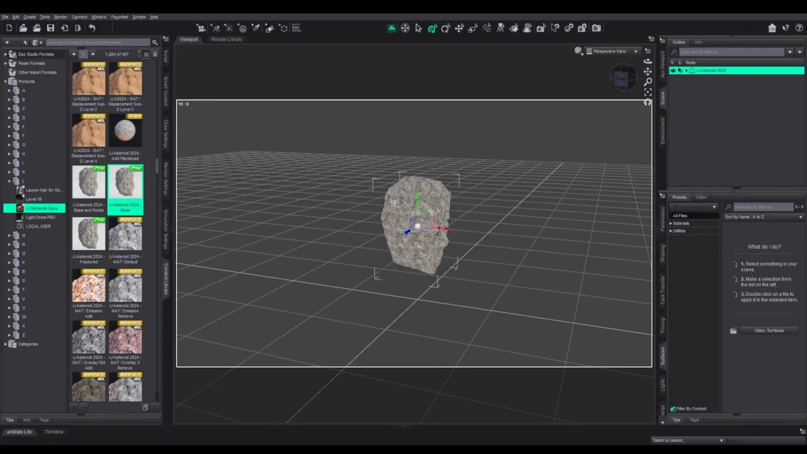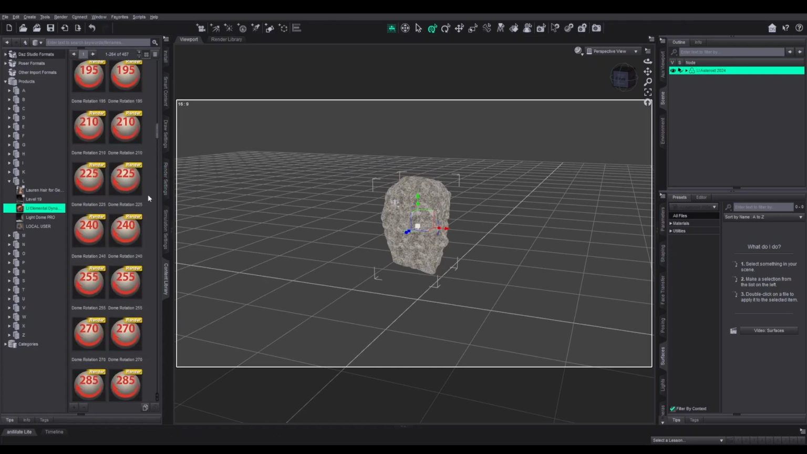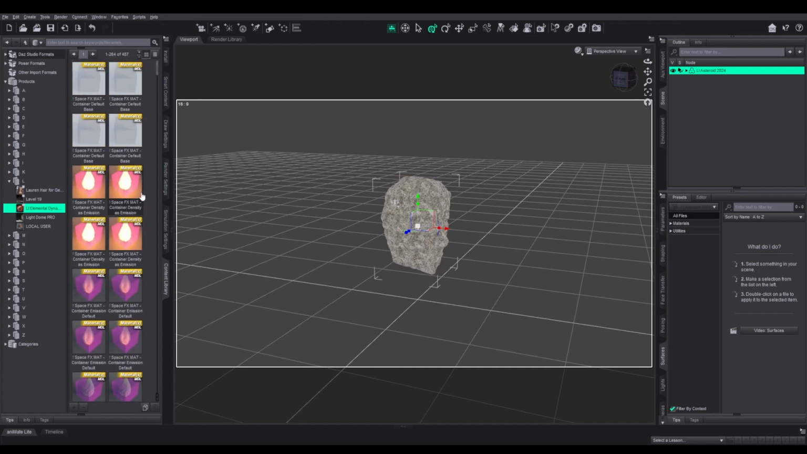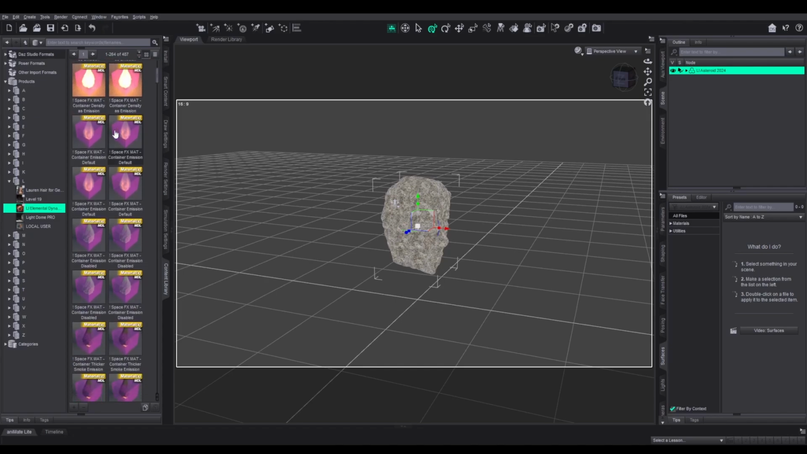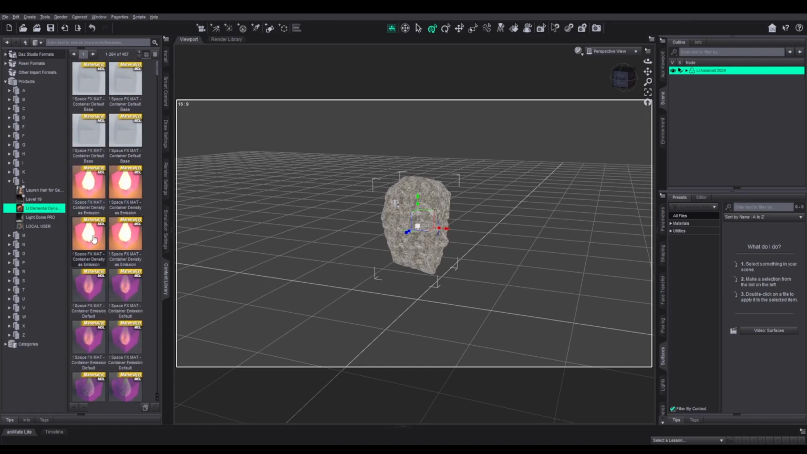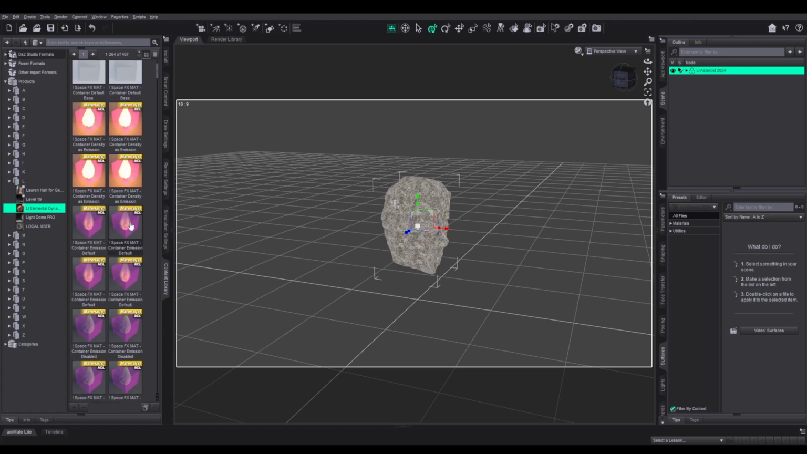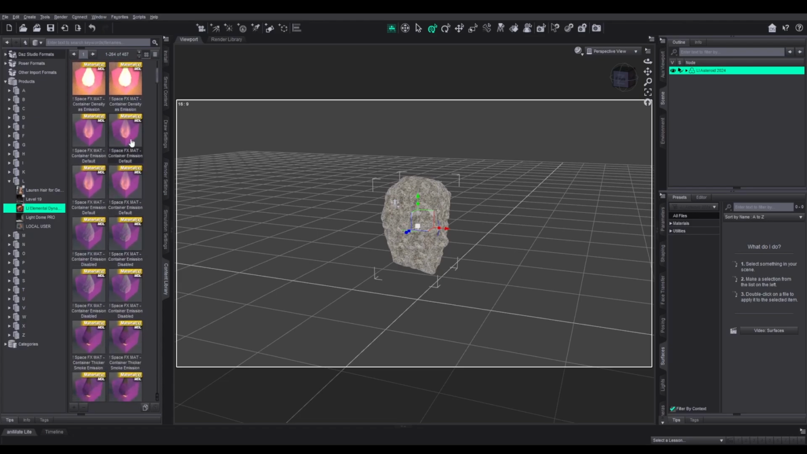Alright, so we'll try this. This might be easier. I have no idea what this is. I have no idea what those do. I don't know what the difference is between all of this here.